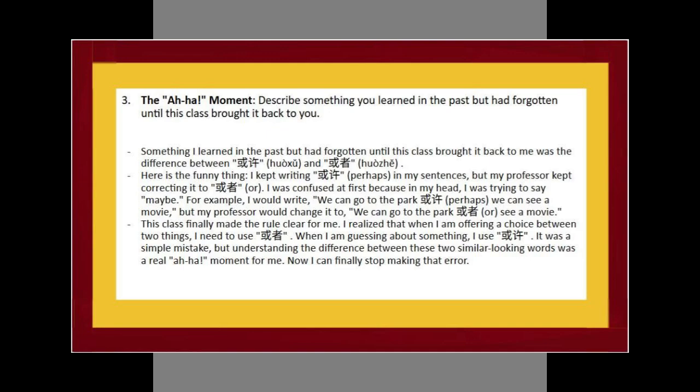This class finally made the rule clear for me. I realized that when I am offering a choice between two things, I need to use one word, and when I'm guessing about something, I use the other. It was a simple mistake, but understanding the difference between these two similar looking words was a real aha moment for me. Now I can finally stop making that error.